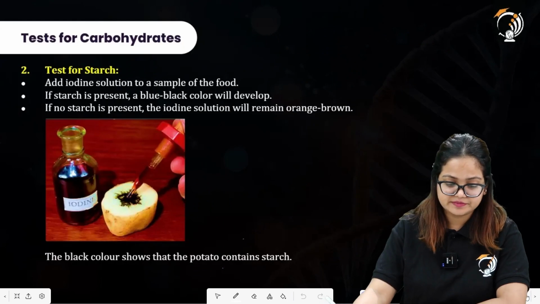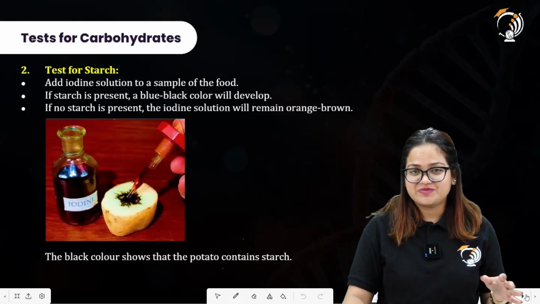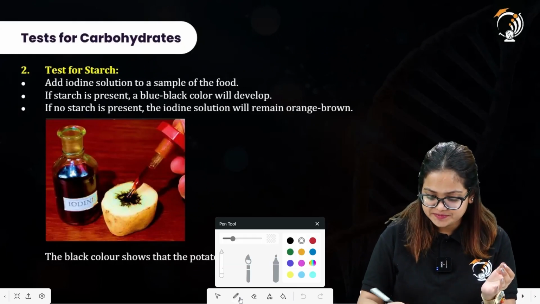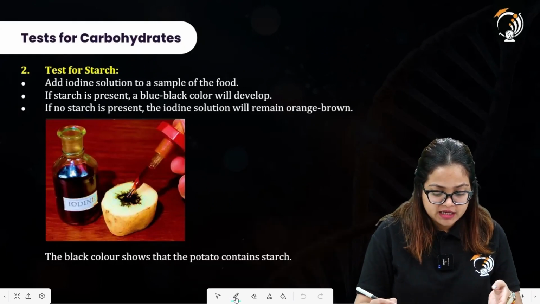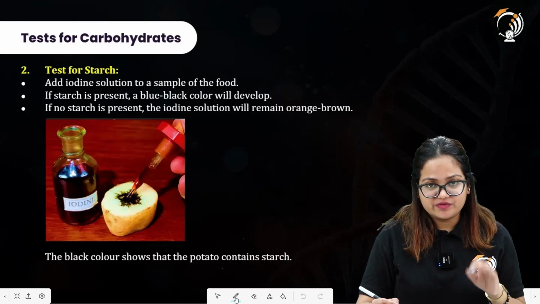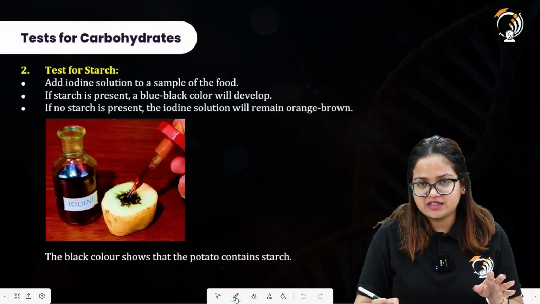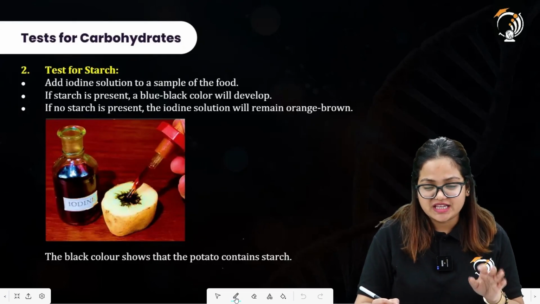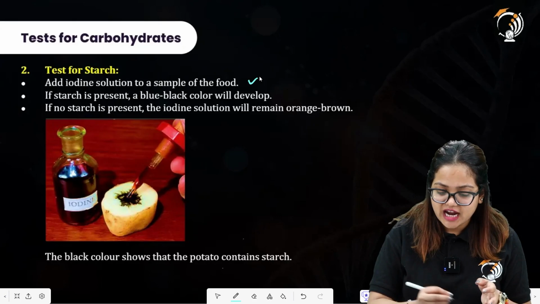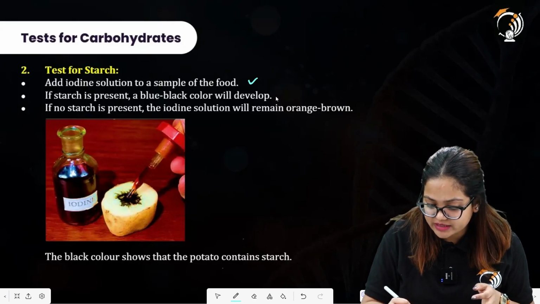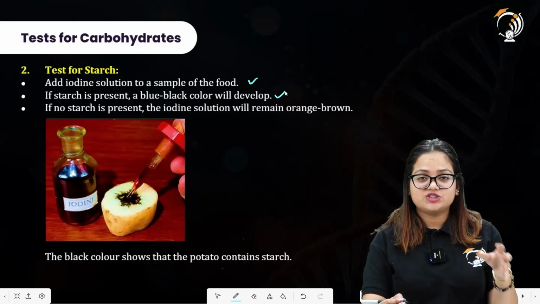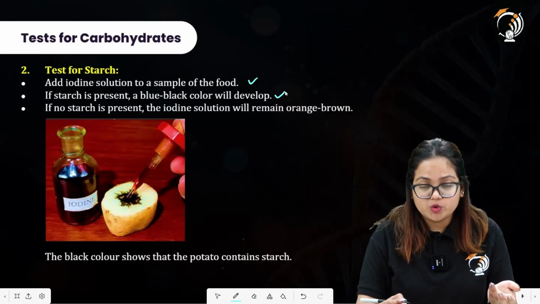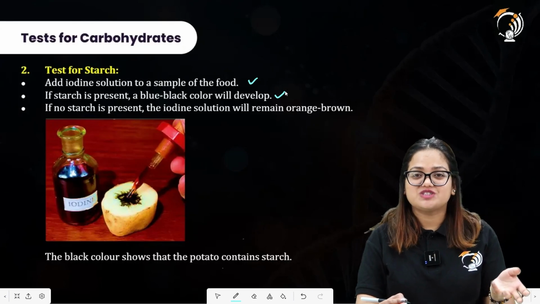We have another test for carbohydrate, that is the test for starch. We use iodine solution for that. Add iodine solution to a sample of the food. Whatever sample you are taking to carry out this experiment, you have to add iodine solution to it. If starch is present, a blue-black color will develop. The iodine solution is generally yellow to brown in color, and it will turn blue-black whenever there is presence of starch.